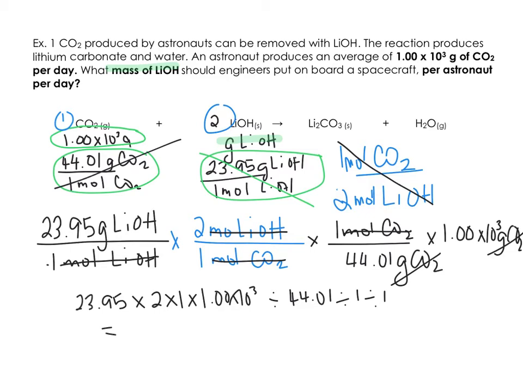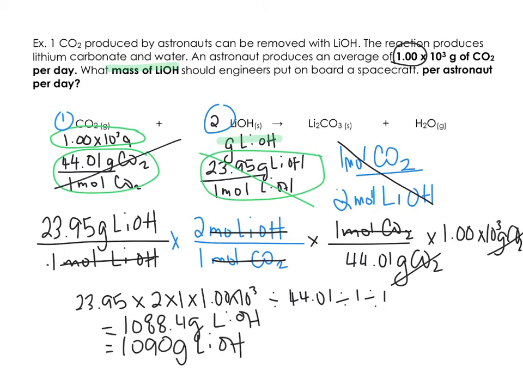So the answer is 1088.4 grams. We can only have 3 significant digits in our final answer because there are 3 significant digits in our initial mass. So 1090 grams of lithium hydroxide.